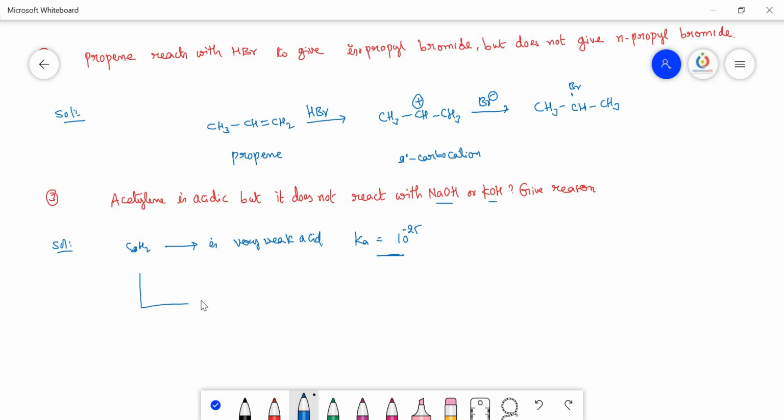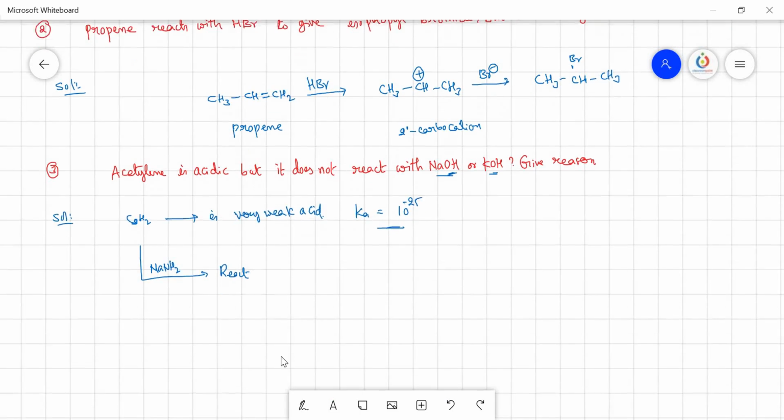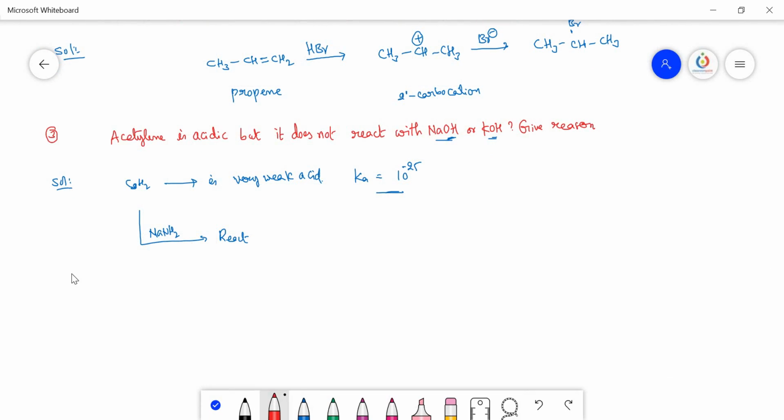But at the same time, if you use a stronger base than even NaOH and KOH, like sodamide, this type of stronger base can easily abstract the proton from the acetylene and they react. So acetylene reacts only with strong bases, not NaOH and KOH, though these are also considered bases. You can compare the OH minus ion and the NH2 minus ion. NH2 minus ion is a stronger one. So let's go for the next question, question number 4.